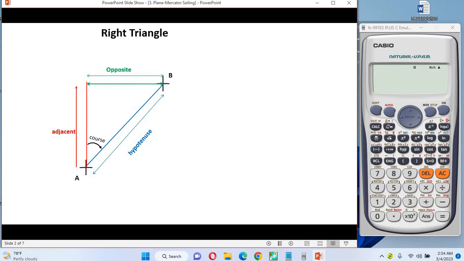Our focus, our aim, our goal is about plane sailing. So we will make it a plane sailing. So instead of opposite, we will use the word departure. And instead of adjacent, we will use the word dlat. And instead of hypotenuse, we will change the word into distance. Now it looks familiar. We are on familiar ground.